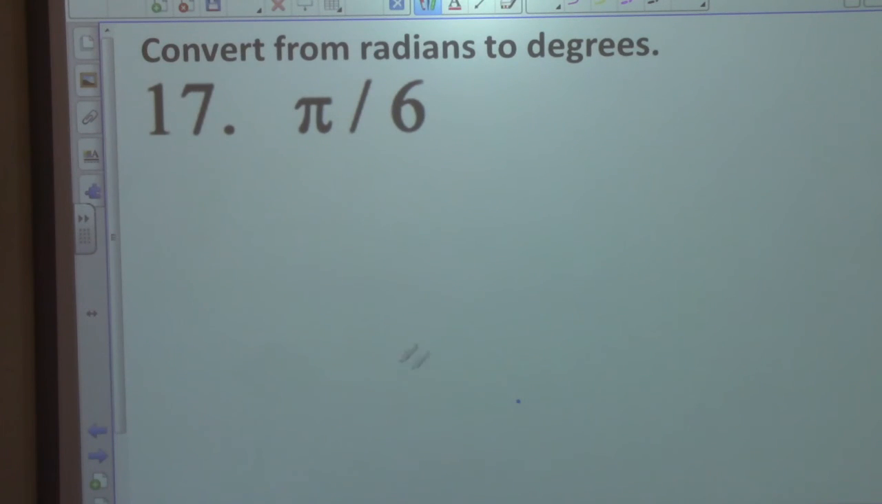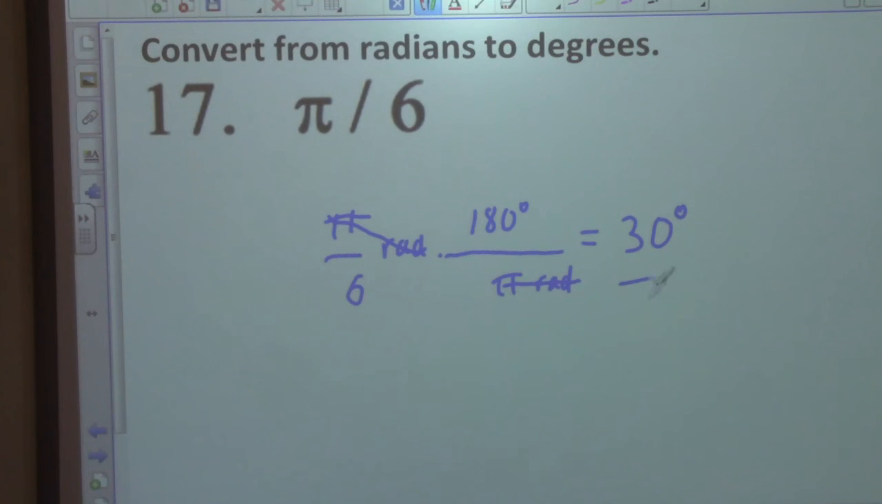Okay, convert from radians to degrees. Again, now we have pi over 6 radians, and we want to convert to degrees. Well, we're going to multiply by what? By 180 over pi. And this will cancel out this, and so we get 180 over 6, or 30 degrees. So that's going to be our conversion. Does that make sense?